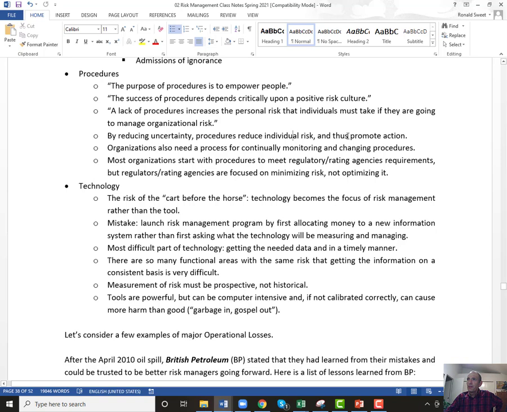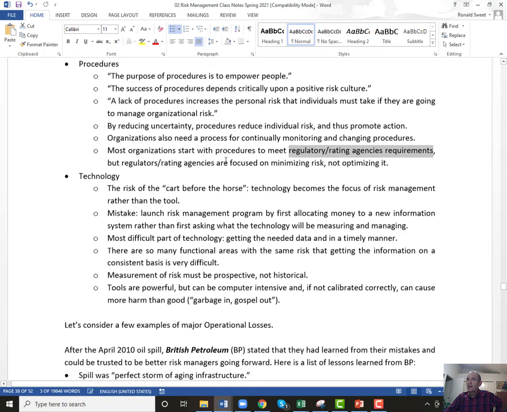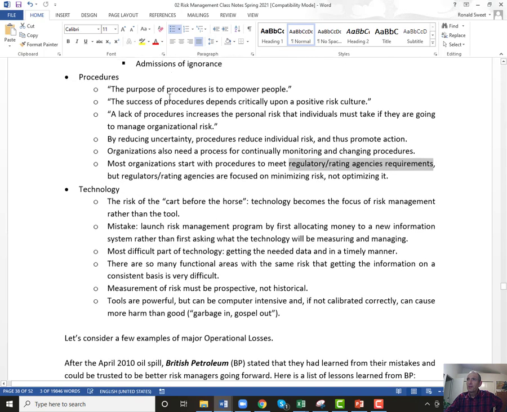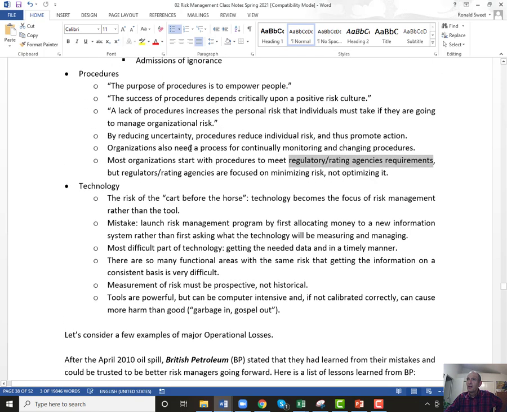Procedures reduce the risk, promote action, but those procedures need to be continually monitored and changing. A lot of organizations start with procedures that come from the regulatory side and the rating agency side. They don't start with what culture do we have, what do we think about risk. They said, hey, we need procedures. What do regulators require? What do rating agencies require? That's not the way to start, because regulators and rating agencies, they're about risk minimization. But your goal is risk optimization. You want to do optimal decisions, not just minimizing.